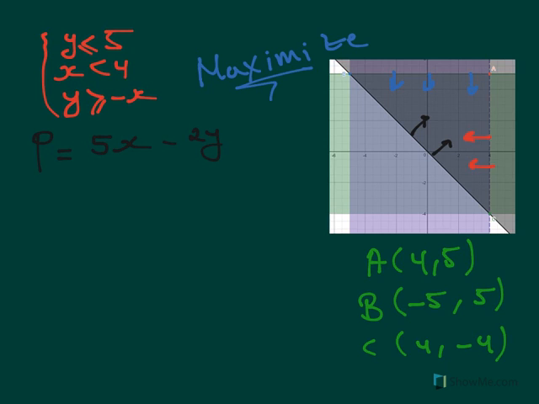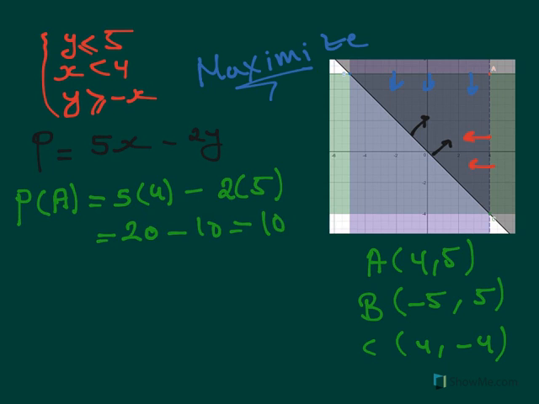So you need to see which of these points give you the maximum objective function given as P equals 5x minus 2y. So first you're going to calculate P at point A. So we can call it P of A equals, so you're going to substitute x's and y's of these points. So it's going to be 5 times 4 minus 2 times 5. 5 times 4 is 20 minus 10, that's 10. This is P of A. So that's the first value.